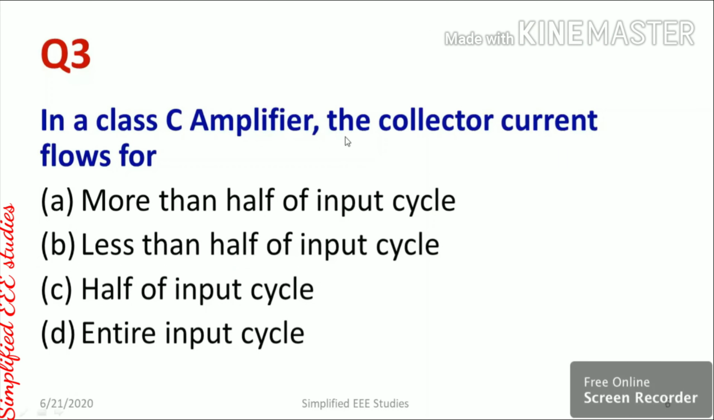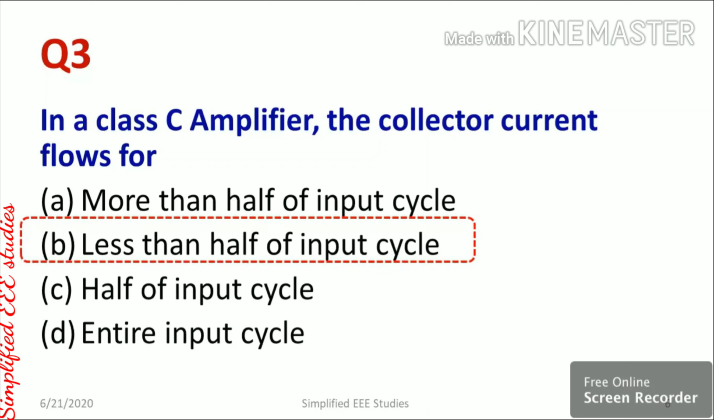In a class A amplifier, the collector current flows for: option A, more than half of the input cycle; option B, less than half of the input cycle; option C, half of the input cycle; and option D, the entire input cycle. Class A is basically a power amplifier. Regarding this question, in a class A amplifier, the collector current flows less than half of the input cycle. You can go for option number B.